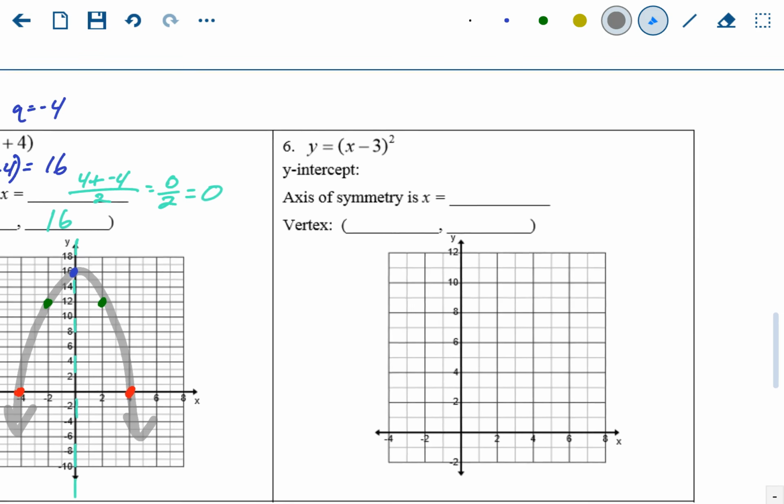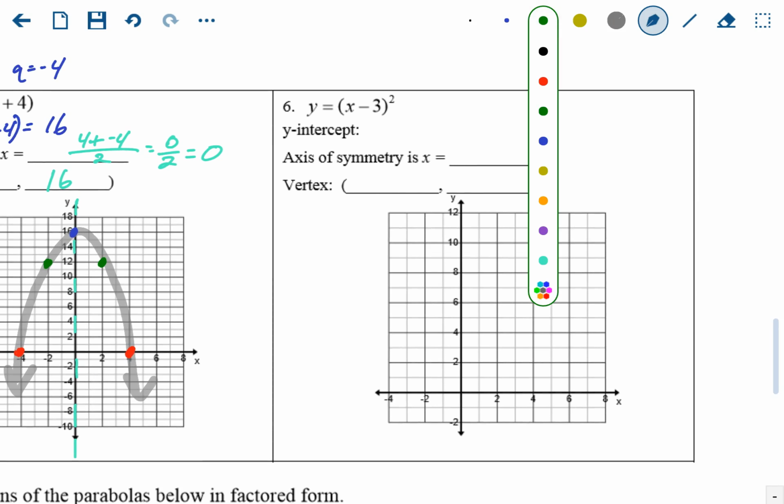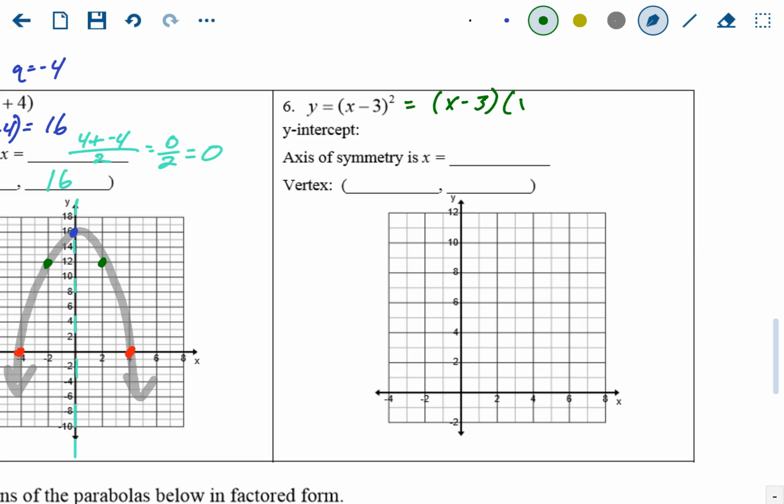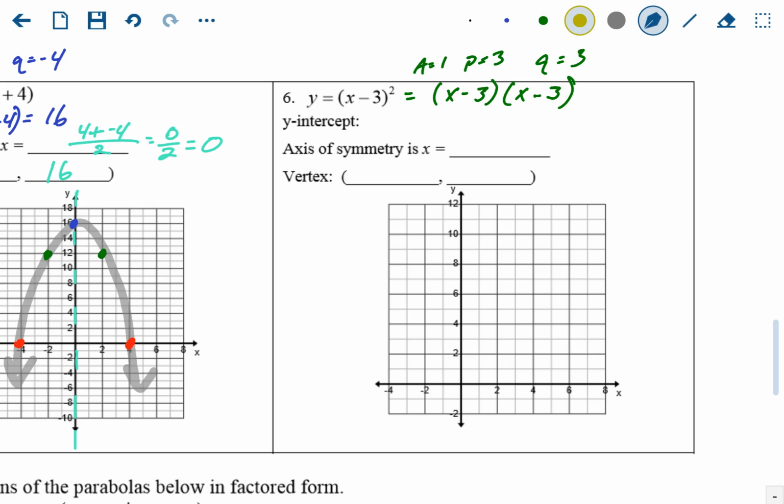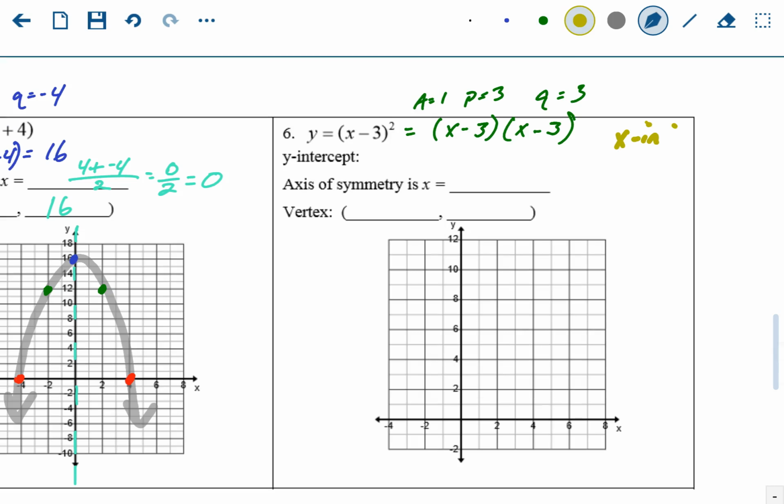All right, and then 6. So if you're skipping around, this is number 6. 6 isn't written in factored form. True factored form is x minus 3 and x minus 3, a binomial times a binomial. So we have our a value of 1, our p value of 3, and our q value of 3 as well. So this one's kind of special. All the other ones had 2 x-intercepts. This one's only going to have 1 x-intercept. It's going to have an x-intercept at 3 and 3.